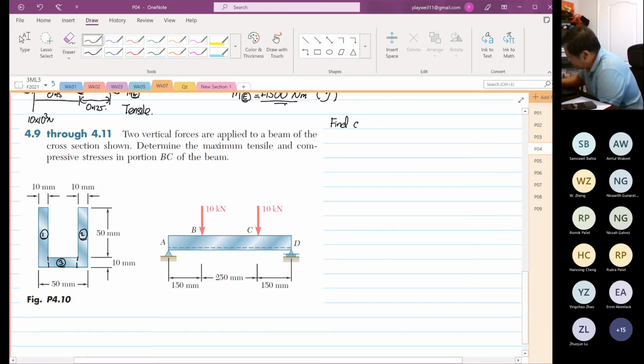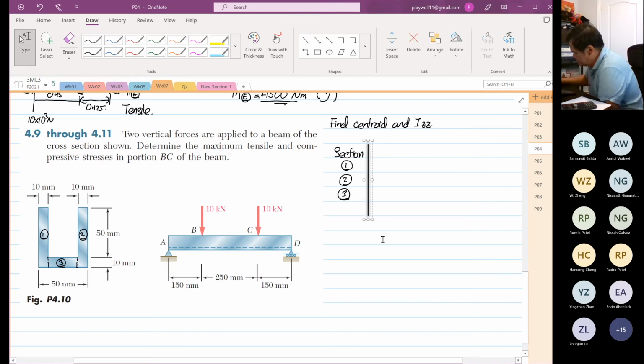So datum, so find centroid and IZZ. Okay, so we have the section. Now for this case, we cannot find the centroid just by observation. Okay, you have to really calculate 1, 2, and 3. That's the first thing that we do. Then you have your width and depth. So like what I told you, we know that this is our width, and over here this is our depth.